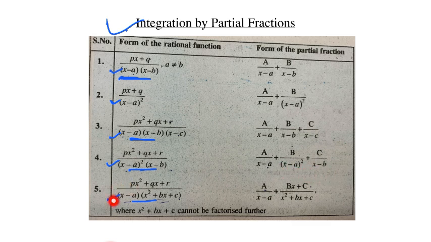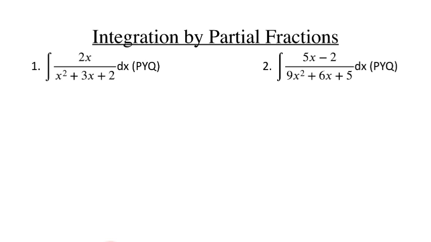This cubic polynomial also has a possibility of getting a linear factor x minus a into a quadratic, which then cannot be factorized further. In such situations, you have to be very careful for partial fractions. You will take a upon x minus a plus bx plus c upon that quadratic polynomial, which could not be factorized further. Next, let us see where we apply this.